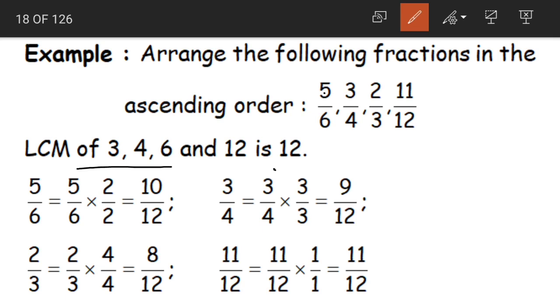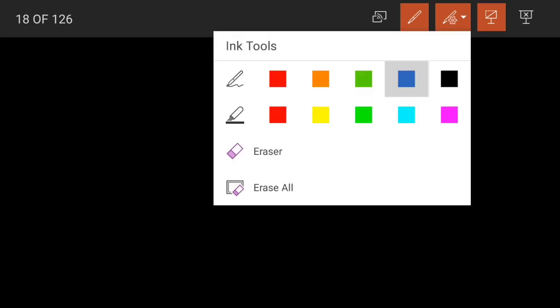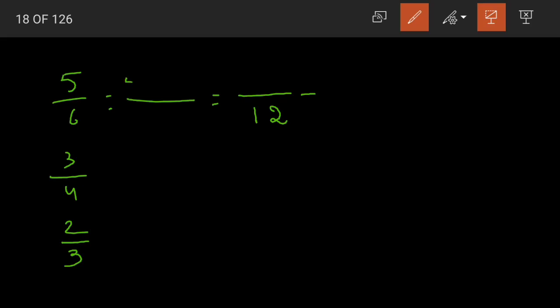Now if you look at the fractions here, 5 by 6, 3 by 4, 2 by 3. What did we have as the LCM? We had 12 as the LCM. But here we are having 6 as the denominator. We want 12. How to get 12? 6 2s are 12. And as we have multiplied by 2 in the denominator, we must do the same in the numerator as well. 5 2s are 10 and in the denominator we have 6 2s are 12.